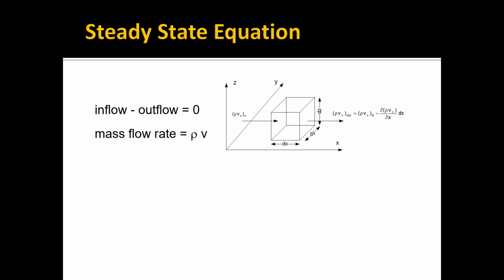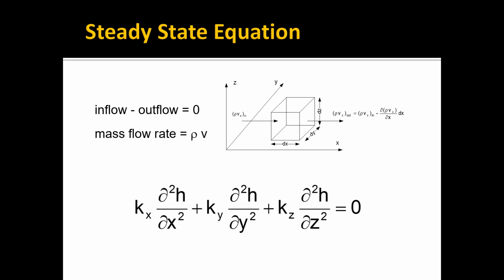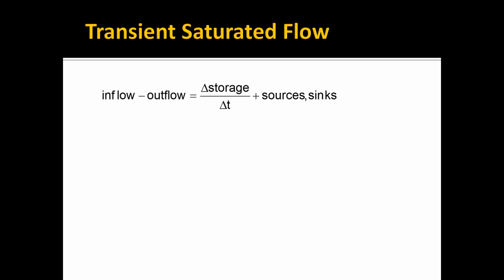And from that, we were able to derive a governing equation that looks like this, assuming that our principal axes of hydraulic conductivity are aligned with the x, y, and z axes. You notice that the term on the right is equal to 0. Well, when we began our derivation of the general equation, we started out with this term, inflow minus outflow equals the change in storage over time plus sources and sinks.